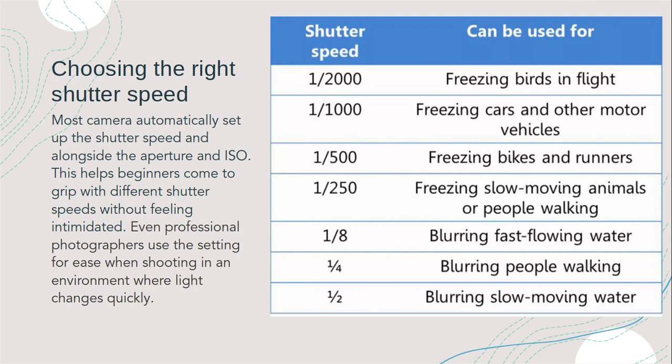So even professional photographers use the setting for ease when shooting in an environment where the light changes quickly. So you need to be on your game if you're going outside when you're shooting, because the light changes every hour, the sun always changes its axis or radius or something.